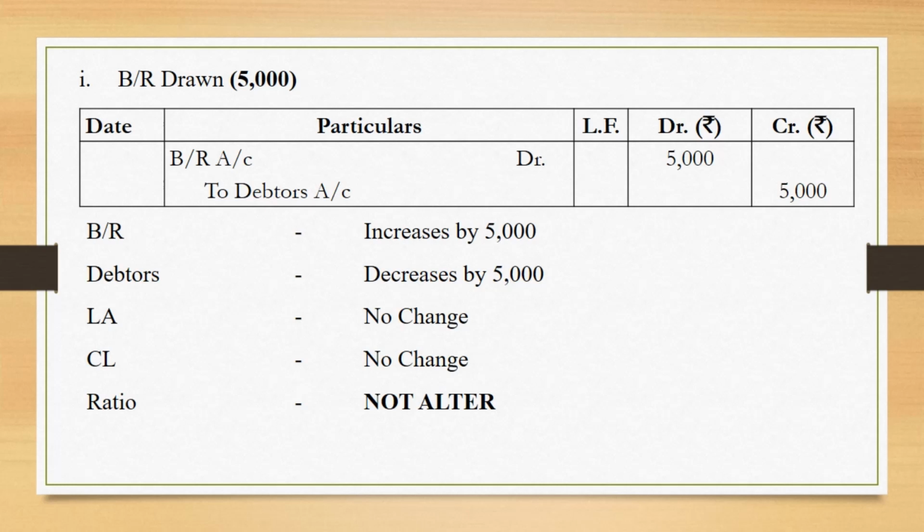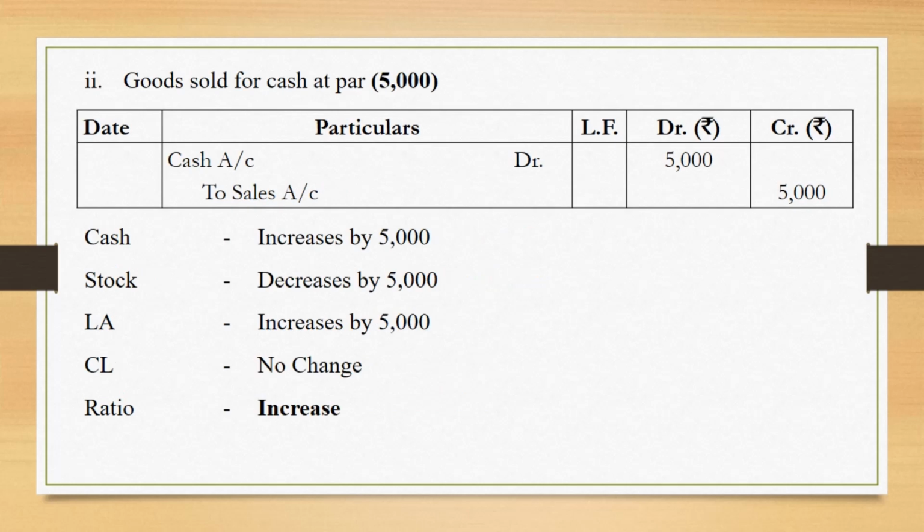Now we all know that bills receivable and debtors both are liquid assets. So one liquid asset increases, the other decreases. So basically there is no change in liquid assets, and none of these two items affect the current liabilities. So no change in current liabilities, and therefore the ratio will not change.